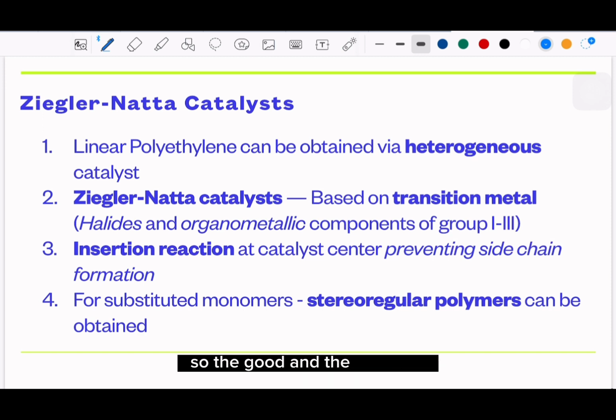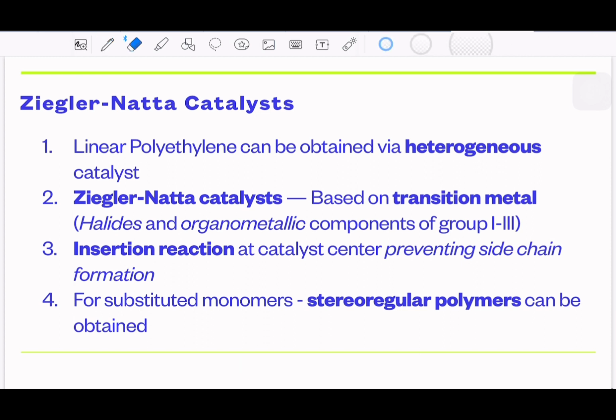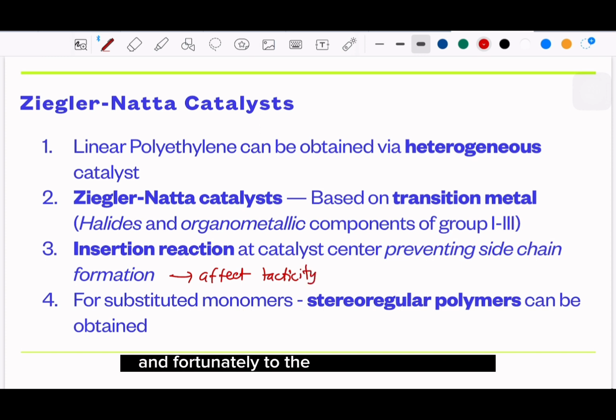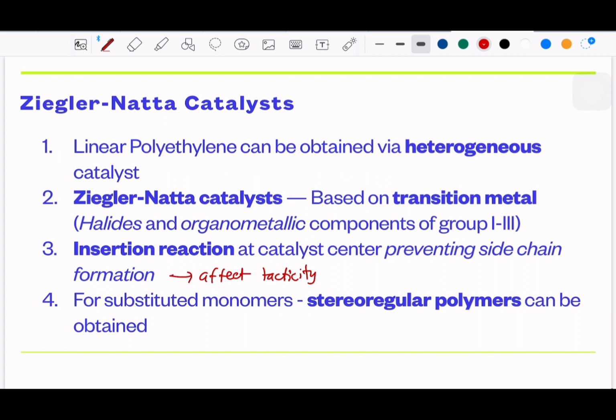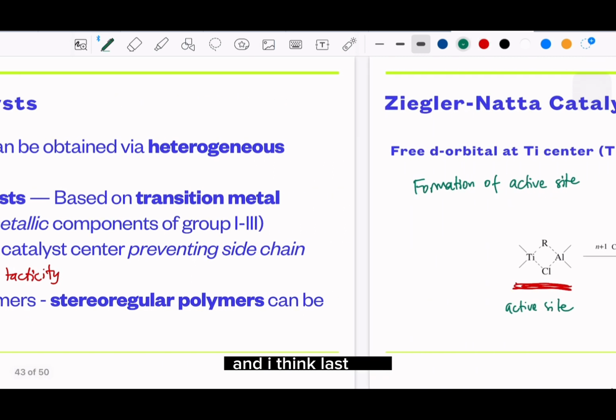Okay. So Ziegler-Natta catalyst is based on transition metals, the organometallics, halides. And then we can see some reactions, which we call insertion reactions, because we simply insert something inside the catalyst, at the catalyst center, to prevent side chain formation, which means there will be some adjustment on the tacticity. Okay, this will affect the tacticity. And for substituted monomers, we can have stereoregulatory polymers. Okay. I think we already mentioned this.